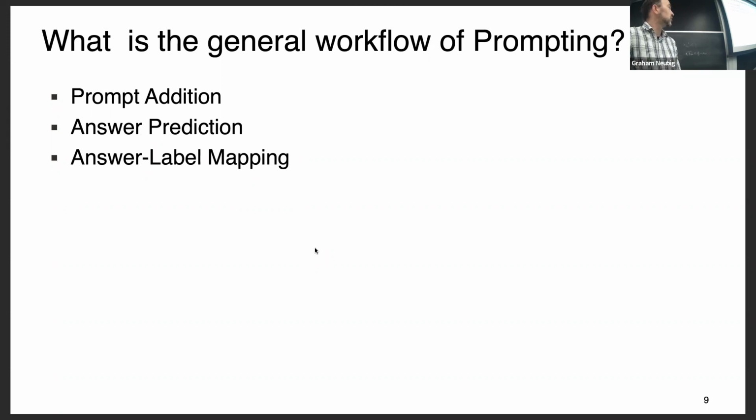So to make this a little bit more formal, if we talk about the general workflow of what we need to do prompting, we need to add a prompt to the text that we want to be using as an input. We want to be making a prediction of the answer using the language model's predictive probabilities. And then we want to do a mapping from the answer to the label we desire. And in some cases, some of these things are relatively trivial. In other cases, they're less trivial.